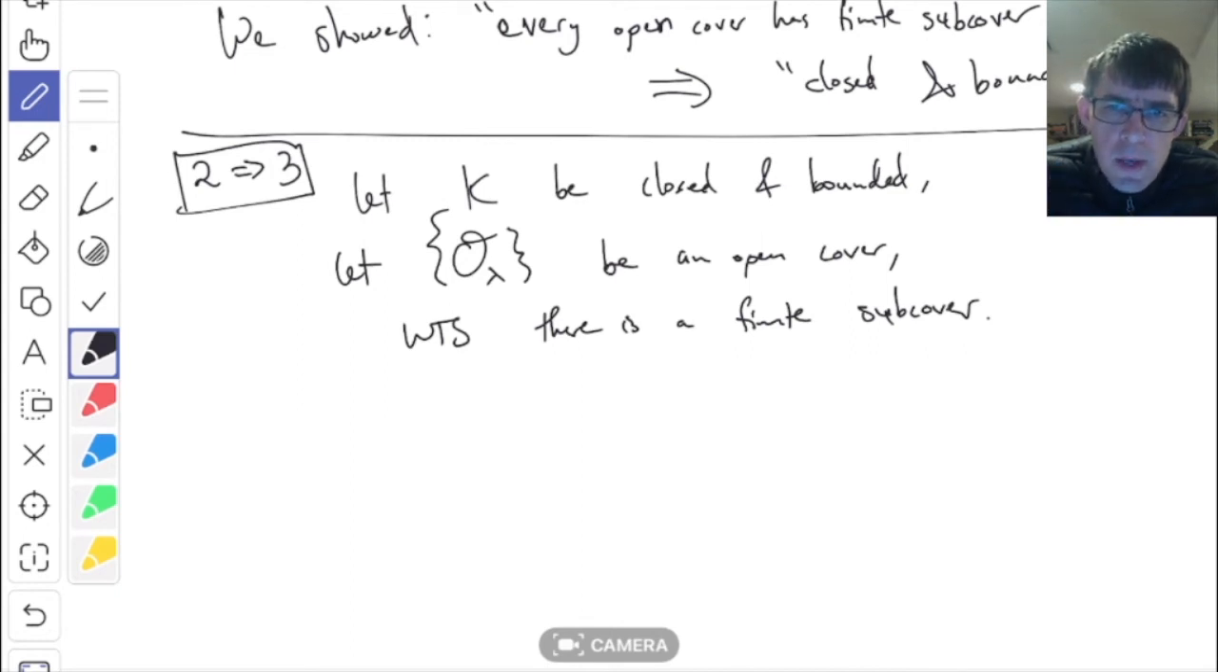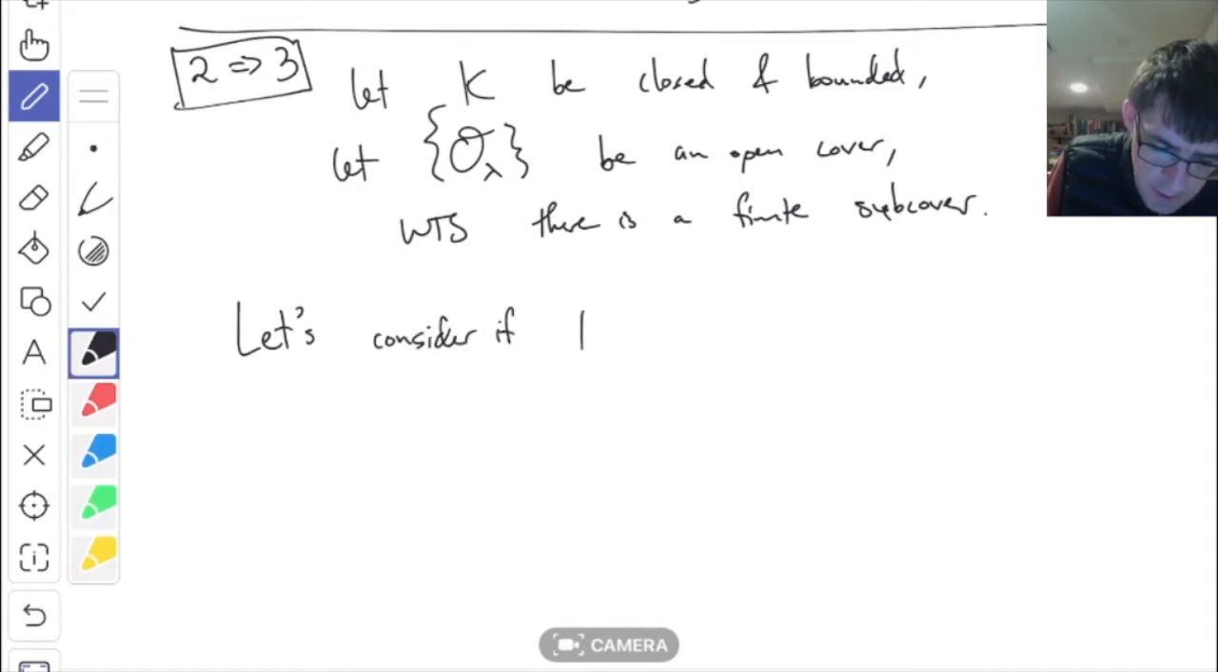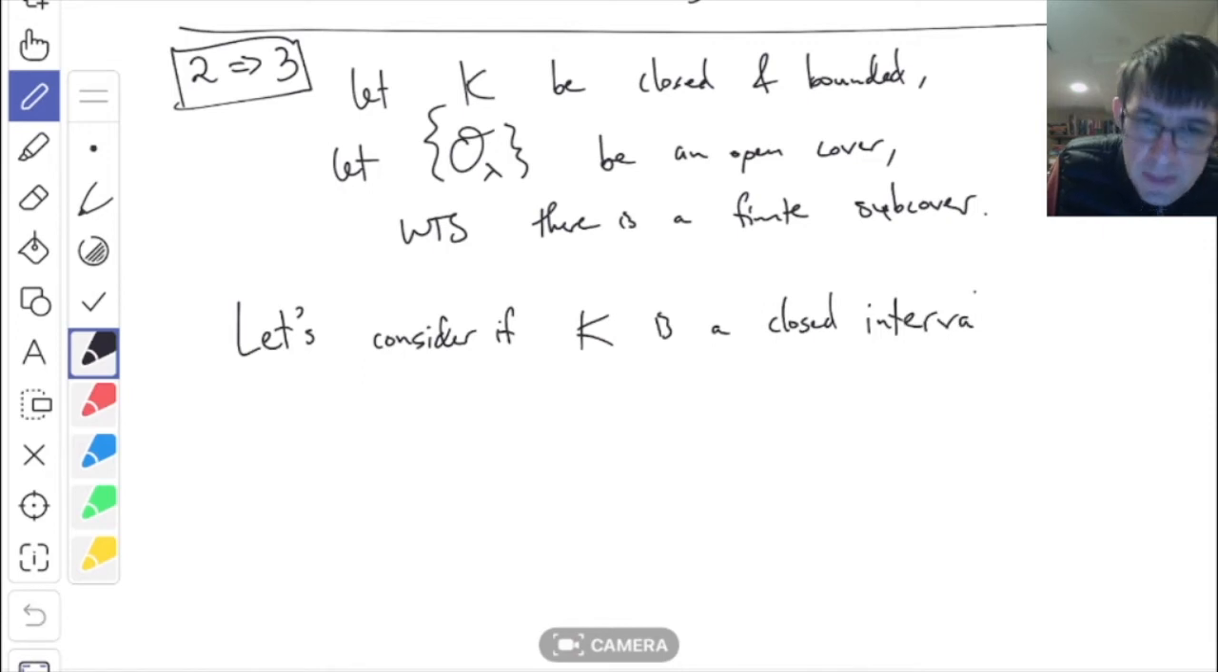So the first thing, like I said, I'm not going to do all the details of this. Towards the end of not doing all the details, I'm just going to draw some pictures, and let's just imagine that K is a closed interval. So the real theorem is not just for closed intervals, but I'm just going to consider if K is a closed interval. It's not so hard to redo this proof with any compact set, any closed and bounded set.